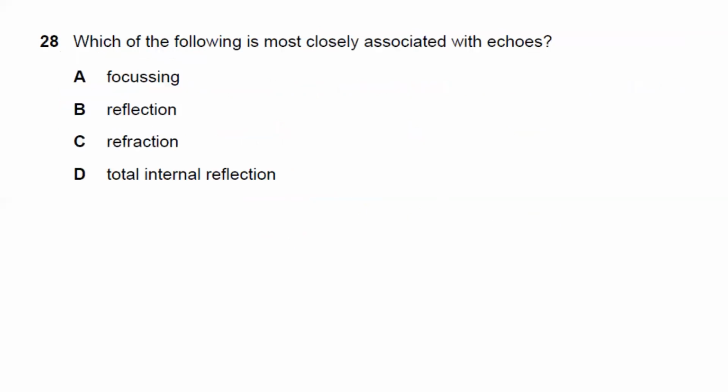Next question. Which of the following is most closely associated with echoes? Focusing, no. Total internal, no. Refraction, no. Reflection, yes. So answer B is the right choice. Echoes are basically the reflected sound waves which our ears hear, or which are collected by the receiving sensor or anything that is measuring echoes.